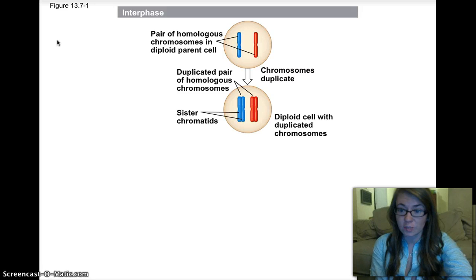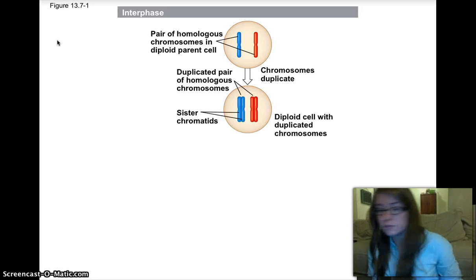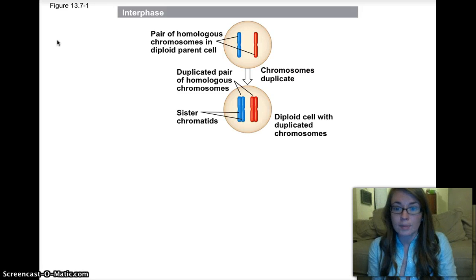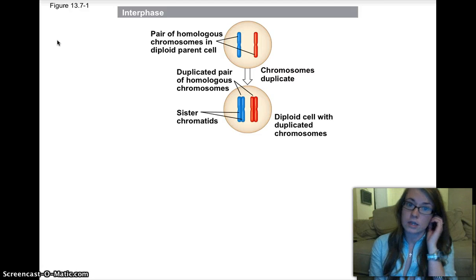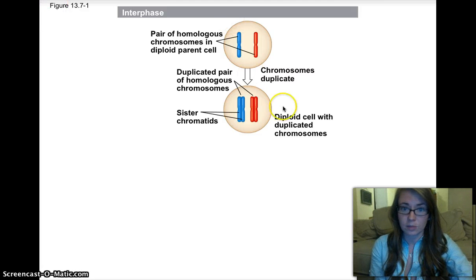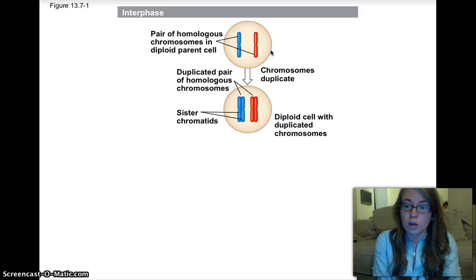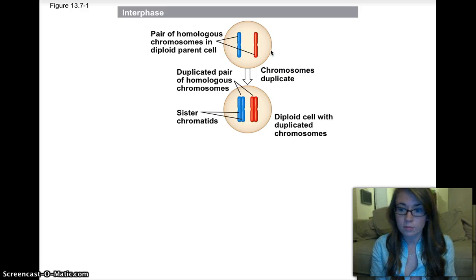Okay, this is a really good picture that your textbook has. It's on page 253. And this shows what happens to the chromosomes during meiosis. So this is in the original parent cell. There's a pair of homologous chromosomes. This could be chromosome 23, or it could be chromosome 1, or it could be chromosome 12, whatever chromosome it is. You have 1 copy from your mom and 1 copy from your dad. Okay? So this is a diploid cell. There's 2 copies of each of the chromosomes.